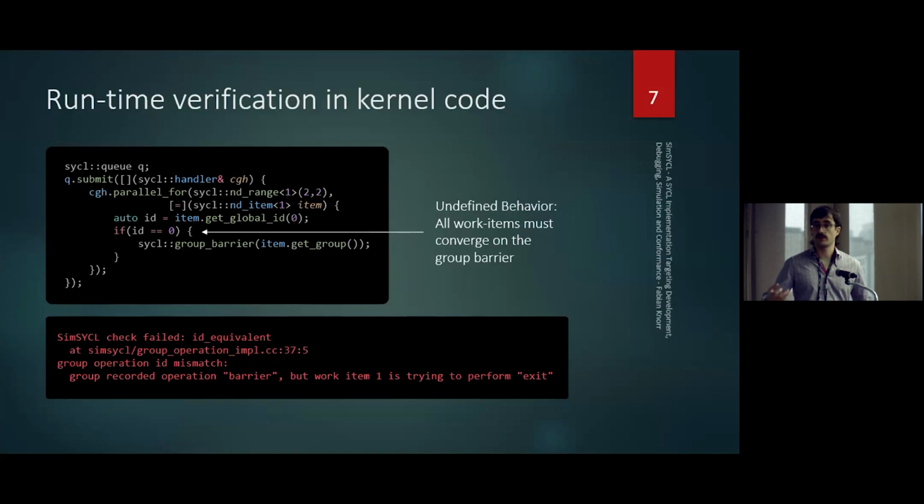So for every work item in an ND range kernel, where we keep separate execution stacks alive, we actually check if all work items arrive at the same group operations, in the same order. So running this program with SimSYCL gives you the error message that you can see below, where it will tell you exactly which kernel executed which group operation, why it failed, and ideally also what the user should be doing instead.